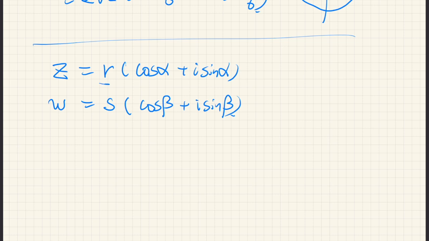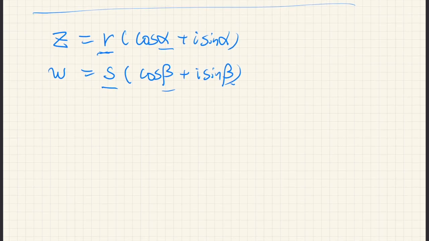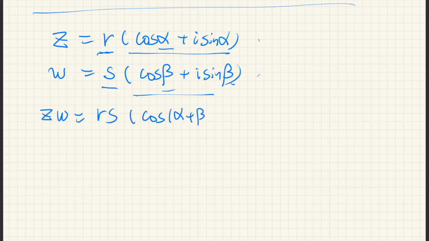R we usually use for the radius part or distance part, and theta for the angle part, but we can use any other symbols. Here we use r and alpha, and we use s and beta. Now, if we multiply this, zw, we have rs, and this times this, and as we have seen before, this becomes cosine alpha plus beta, and I sine alpha plus beta.